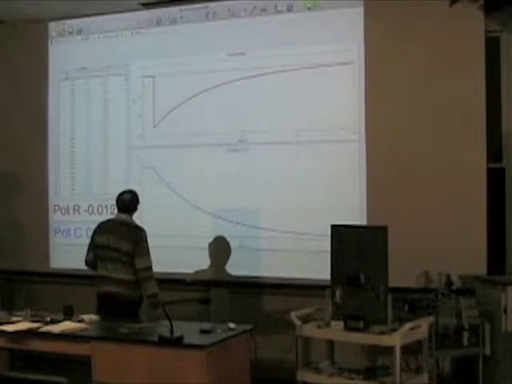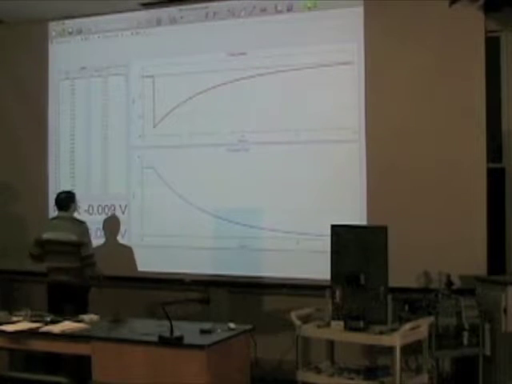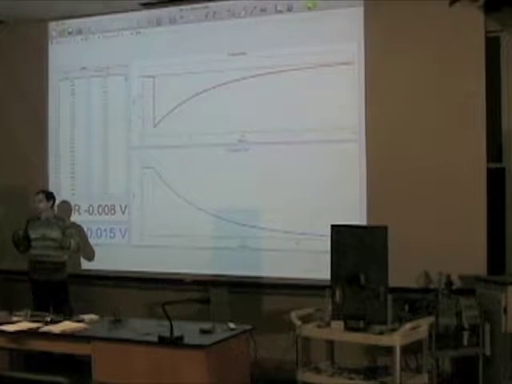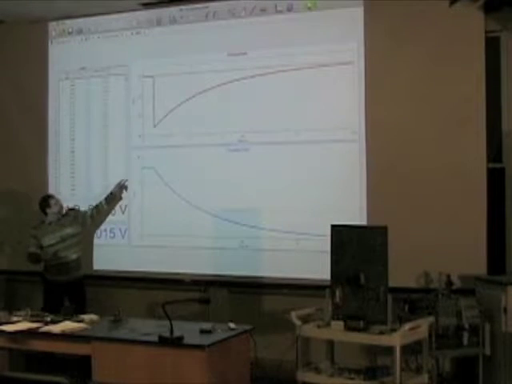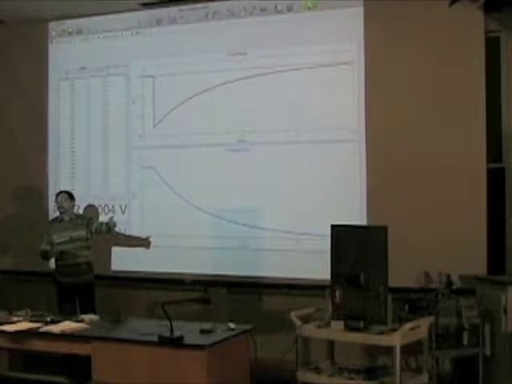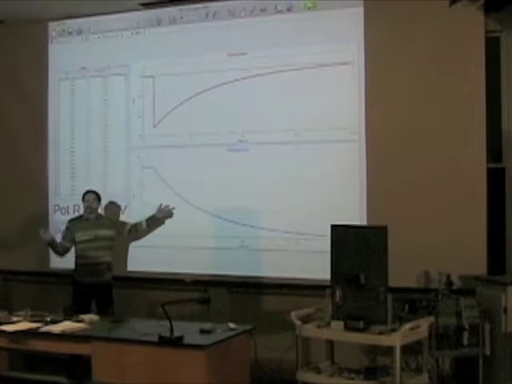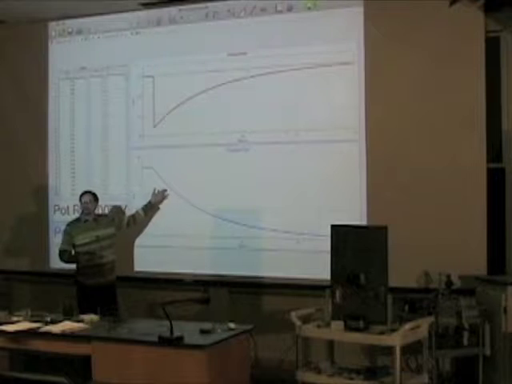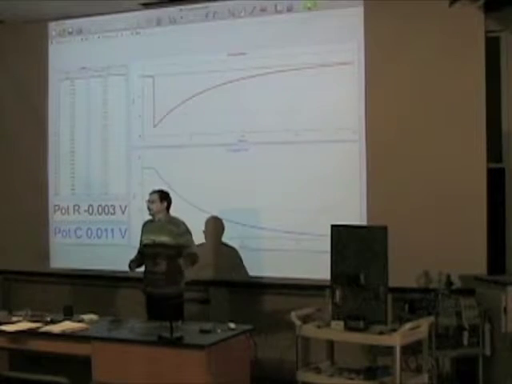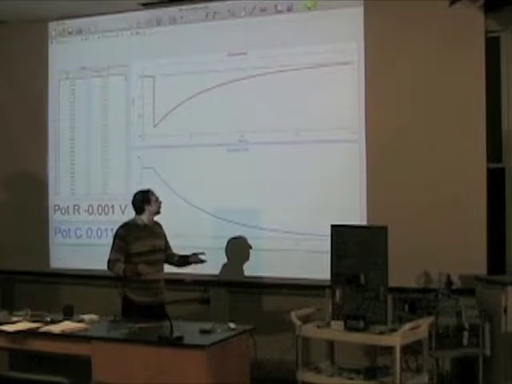So what do we see here? The capacitor had some initial voltage. Well, in this case, it was equal to the voltage of the battery. And when I close the switch, the voltage across the capacitor eventually gets to 0.